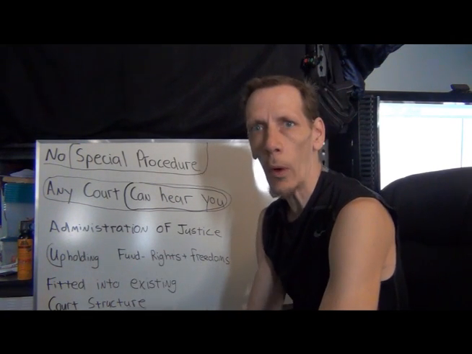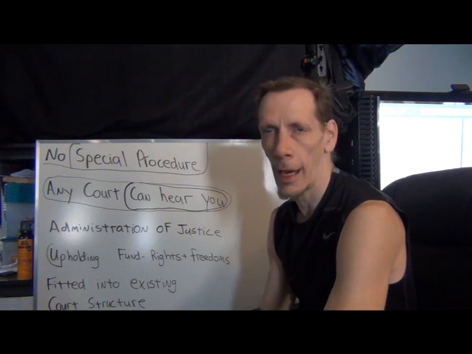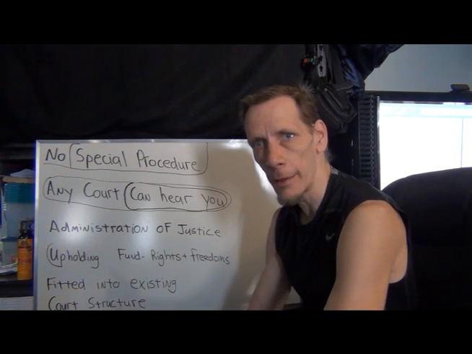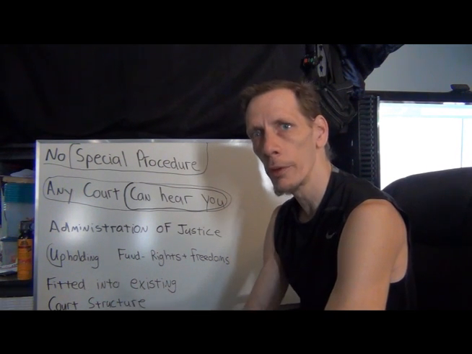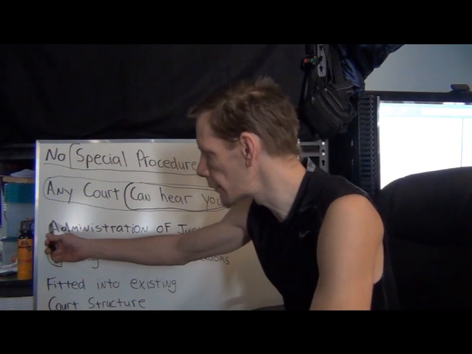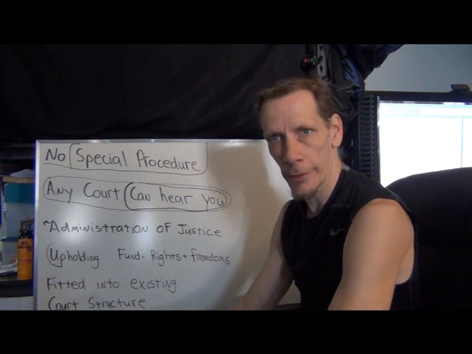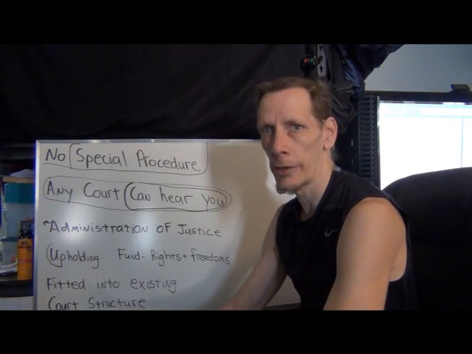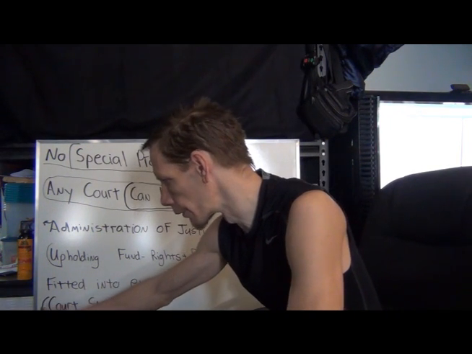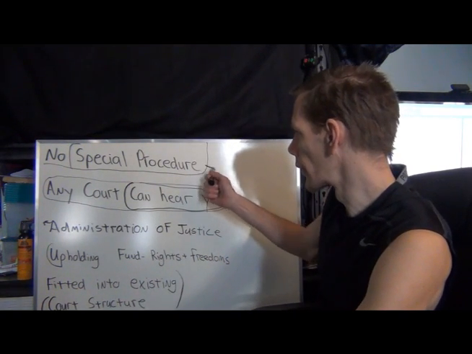So whenever someone walks into a courthouse or walks before a judge and states, I am seeking the administration of justice, what they are saying is that I am seeking that this court will uphold my fundamental rights and freedoms. So the term that is being used is administration of justice. Now, this seeking of administration of justice must be fitted into the existing court structure, because there is no special procedure.